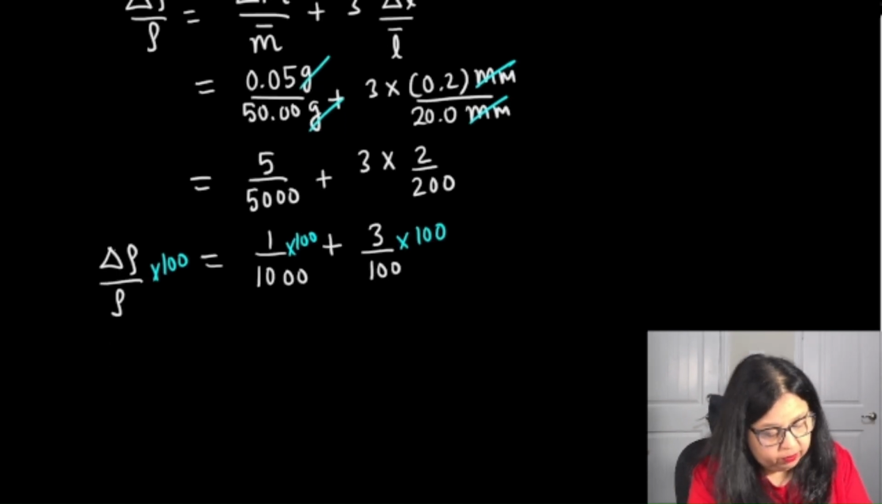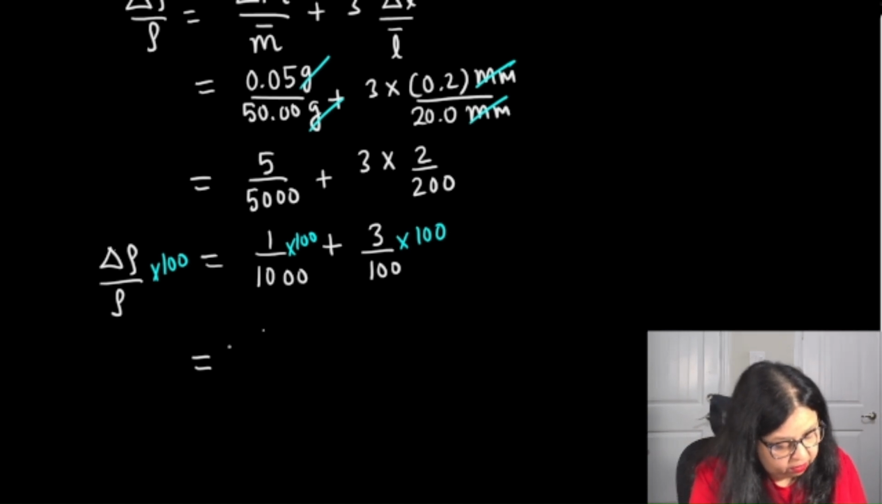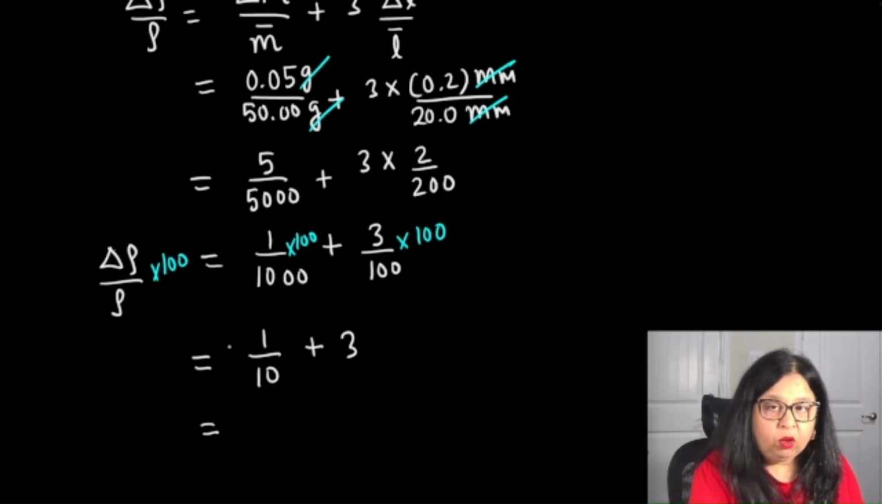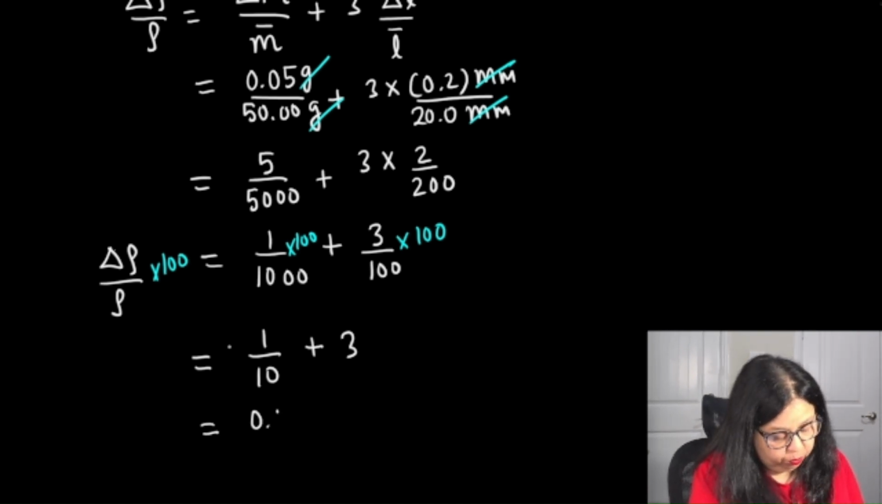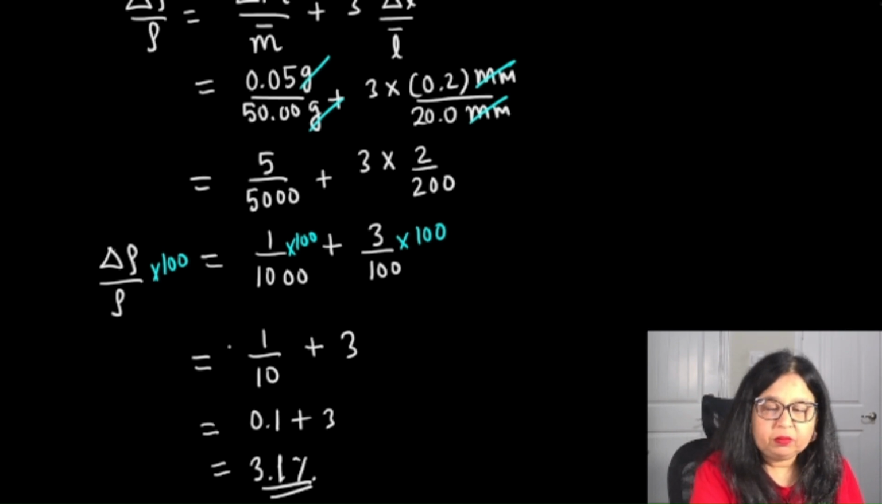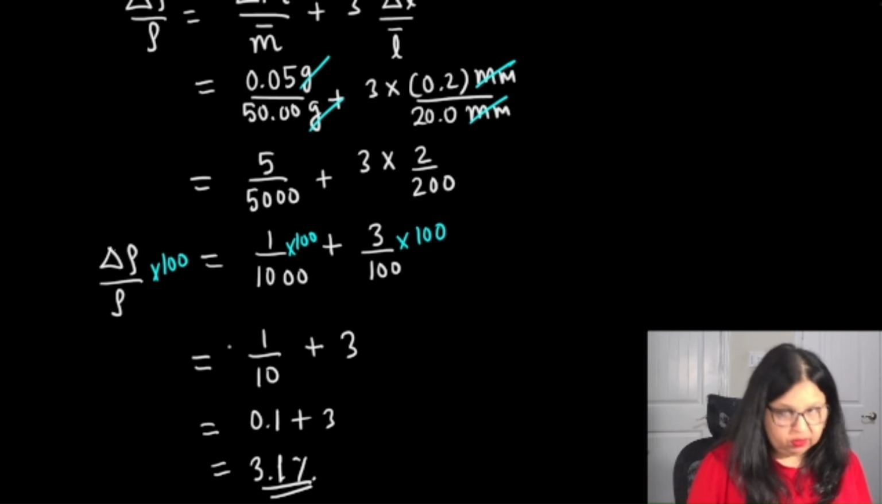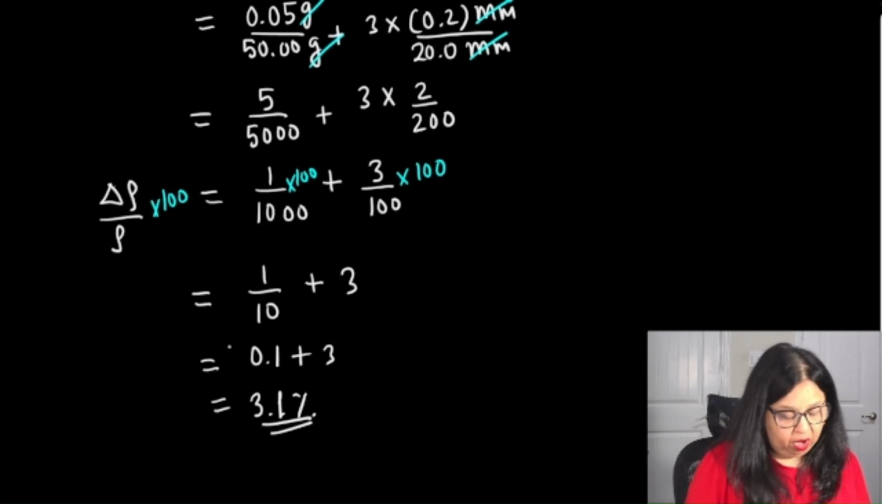What does this give us? This gives us 1 over 10 for the first term and 3 for the second term. So 1 over 10 is equal to 0.1 plus 3. Answer is 3.1%. That was it. That was your whole problem.